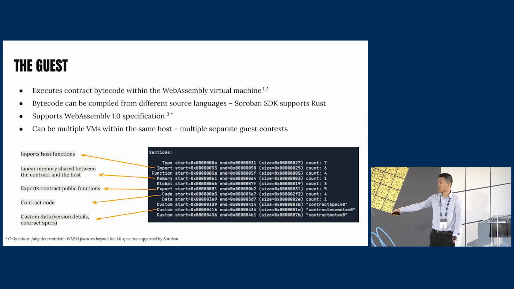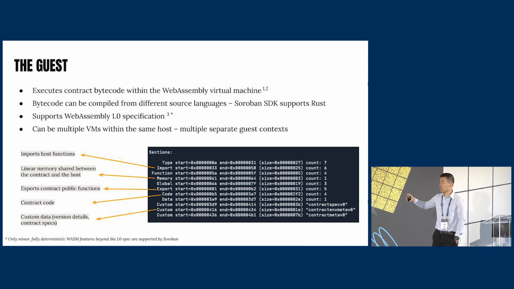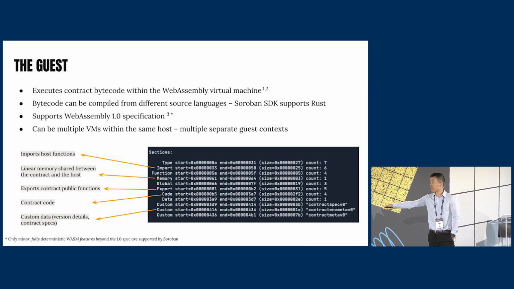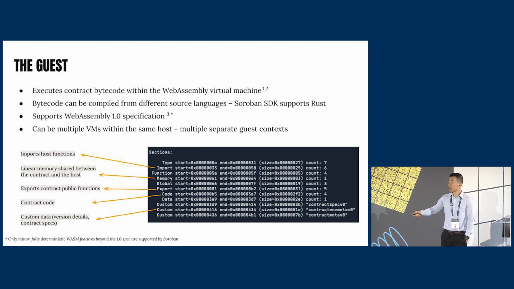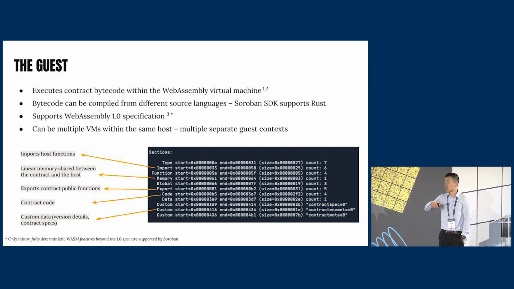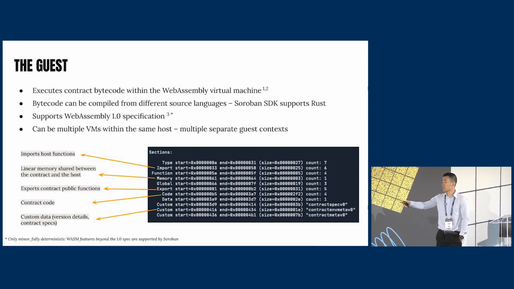So here is a snippet of what a contract looks like in terms of its composition. You can see there are multiple sections, and I've highlighted a few useful ones. For example, the import section, which contains the host functions which a contract imports and can call. The linear memory, which I talked about, which allows easy data sharing through a shared piece of memory. The export section, which contains the public functions that the contract defines and exports for others to call. The contract code contains the bytes of the code, and the contract data contains the version details and contract specs.